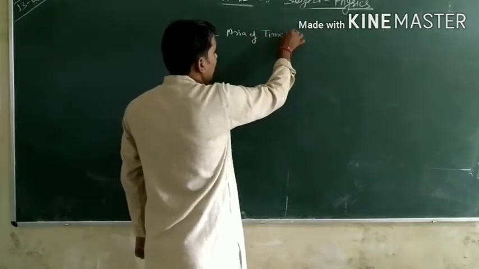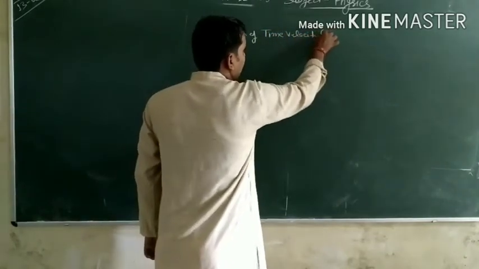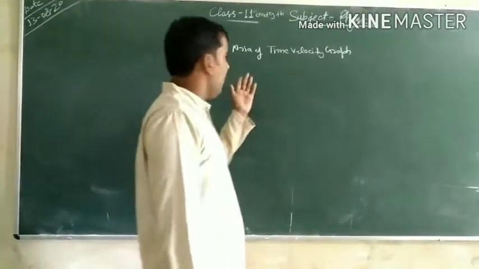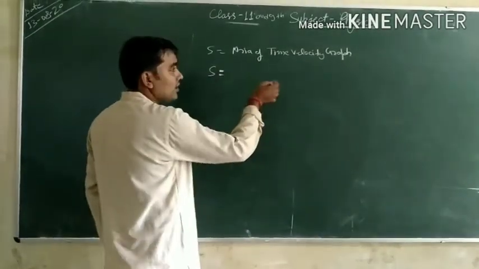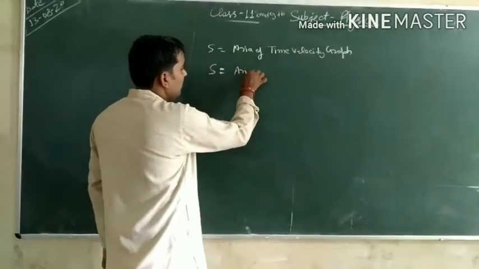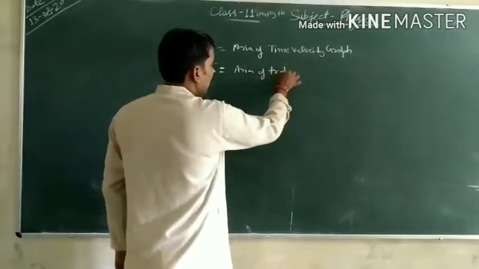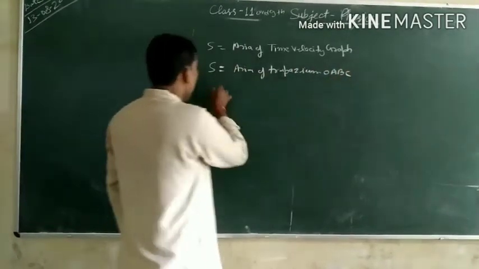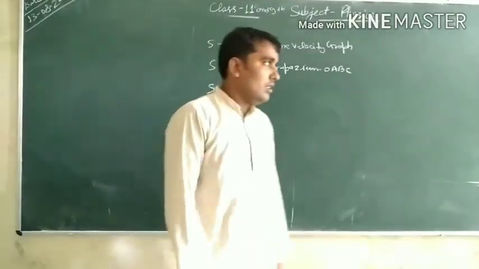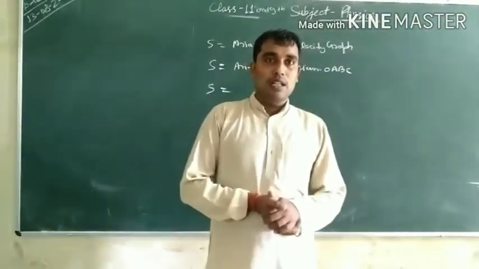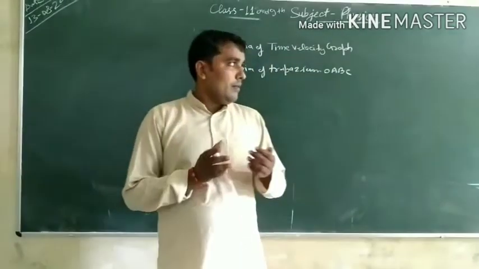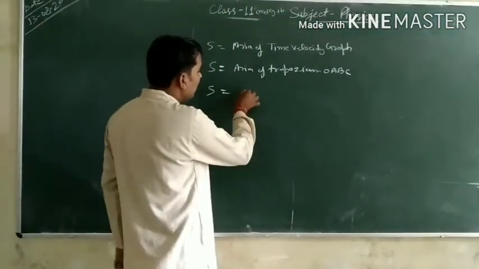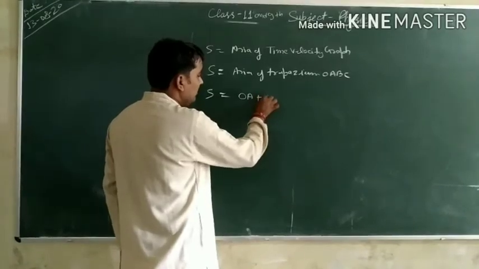Time velocity graph. The velocity-time graph of the moving object is a trapezium, OABC. And we know the area of a trapezium is equal to the sum of two parallel sides into the distance between them. The parallel sides are OA and BC.